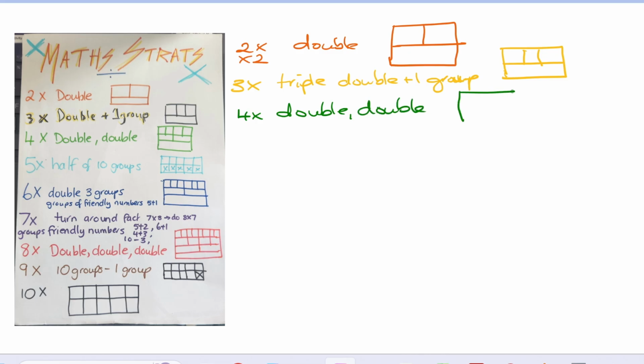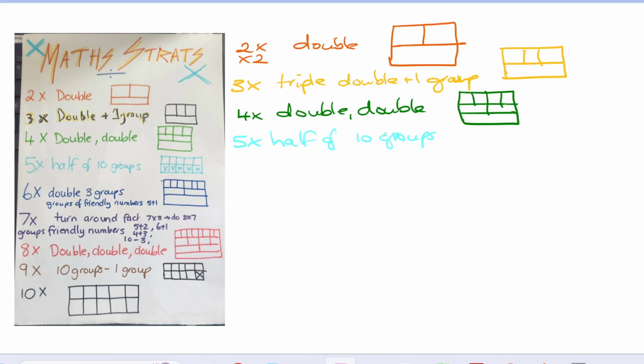And the picture that goes with that, I've said double, double. So I need 2 horizontal lines, double, double. And that's how I then make my 4 groups. If I was doing 5 of anything, I can say half of 10 groups. So half of 10 groups.